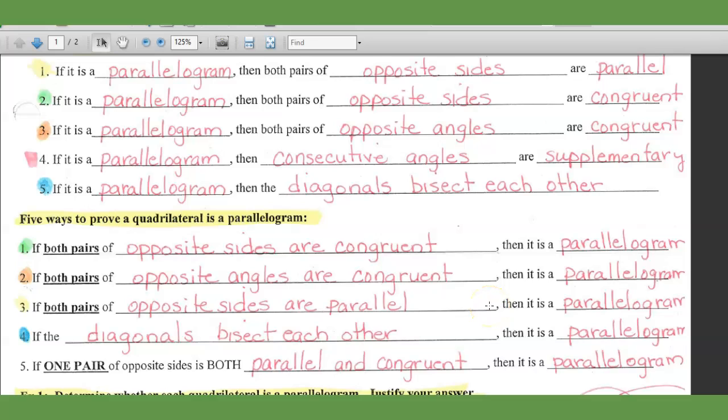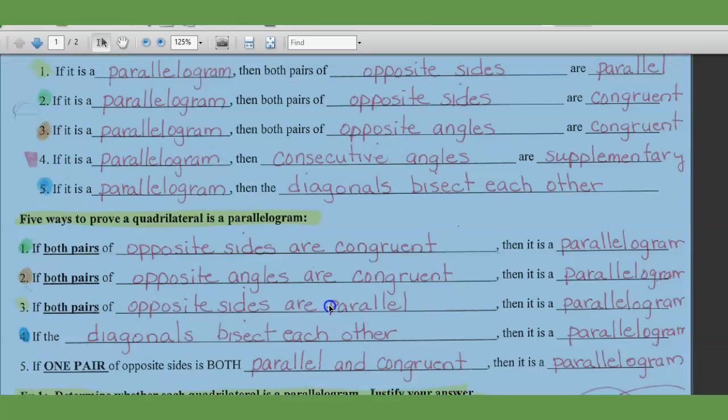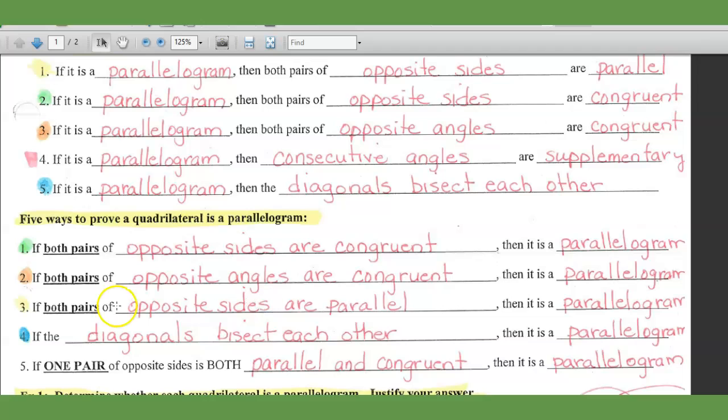Okay. So a little while ago, up here, we looked at 5 ways to prove something is a parallelogram. Yesterday, we just did one way, and that's the middle one, which shows that something's a parallelogram simply because both pairs of sides are parallel, but we have these other 4 ways.